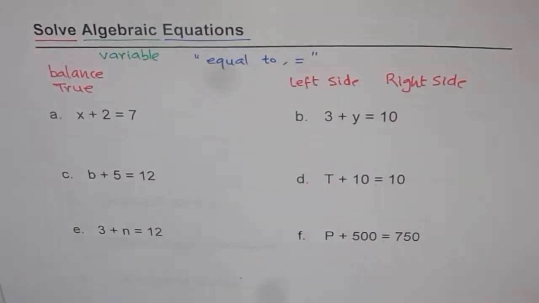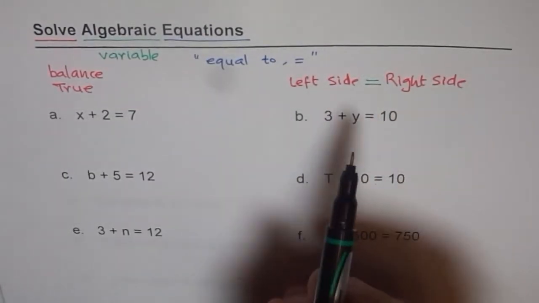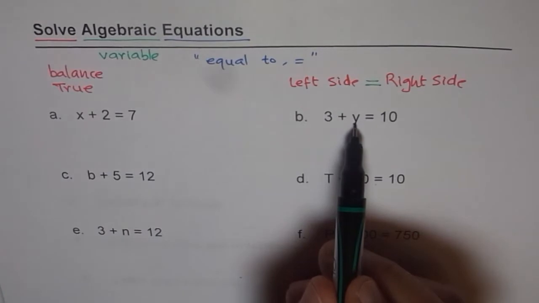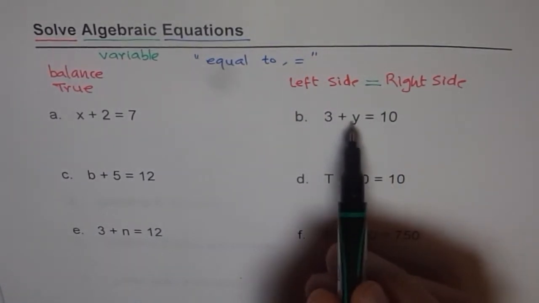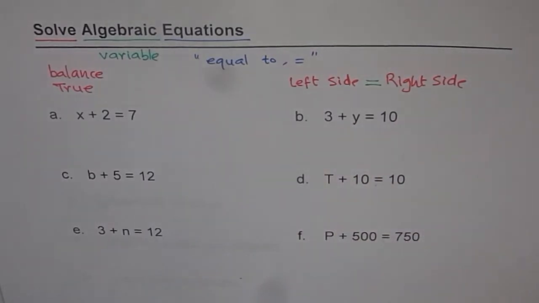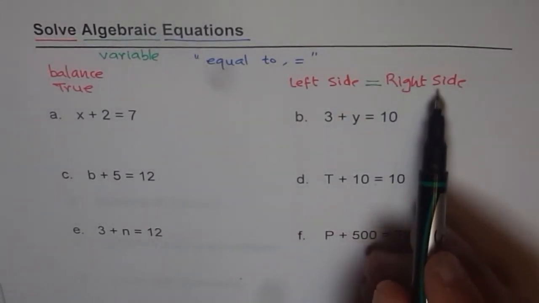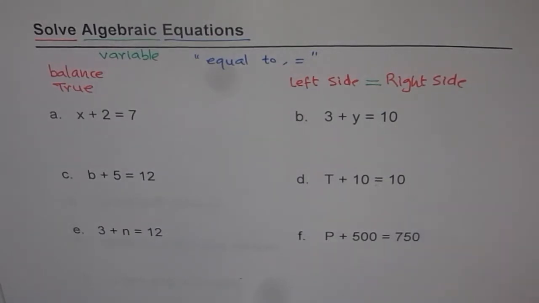Solving an equation means that we have to make the left side equal to the right side with some value of the variable. Then the equation is solved. If we cannot do it, then the equation cannot be solved, right? That is how you have to understand what we mean by solve algebraic equation. After solving, we'll also follow a process of checking, okay? So let's start solving the equation now.